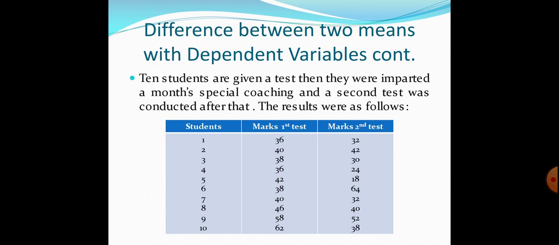10 students are given a test, then they are imparted a month of special coaching and a second test was conducted after that. The results were as follows. Consider this example carefully. A sample of 10 students is given to you and you give a month of special coaching to them, so we have the results before and after the coaching. So this is the situation of a paired sample test, that is a dependent sample test, and the situations are two, so two means are there.